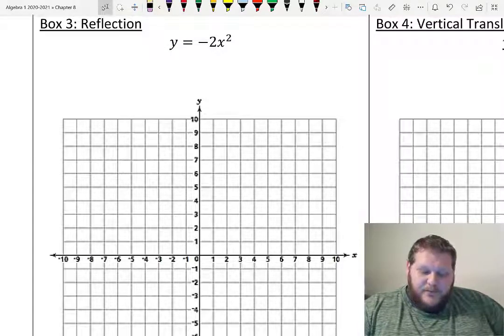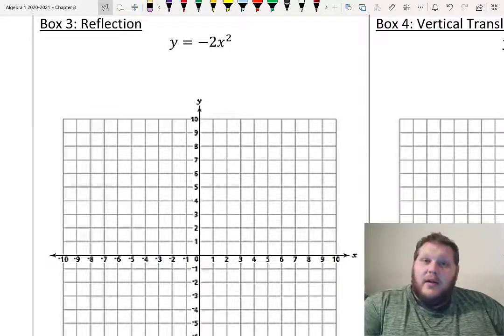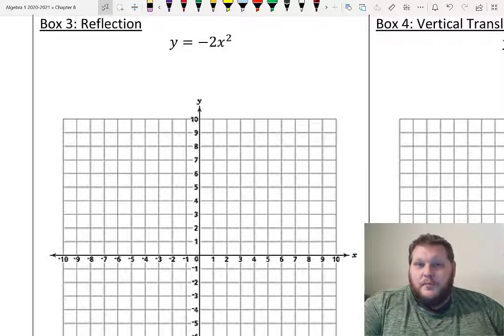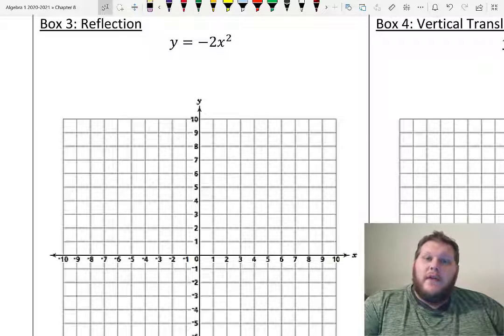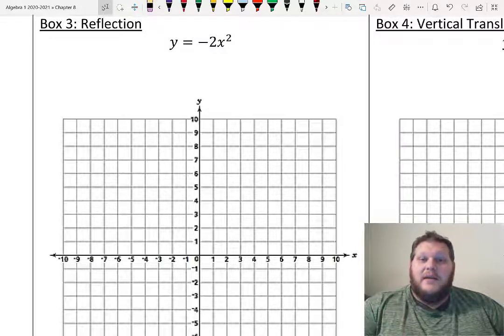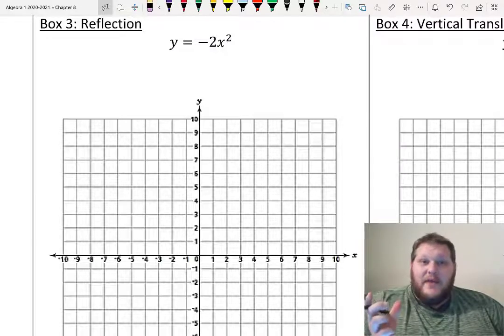for our graphs. So in the case of box number 3, I've got a negative out in front of my x squared along with a 2. So that's going to do 2 different things for my graph. My negative is going to cause it to be reflected, which means instead of a happy face for my parabola, it's going to be a frowny face. So it's going to be opening down instead of opening up.